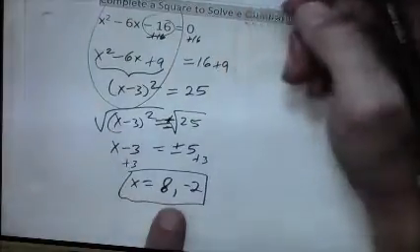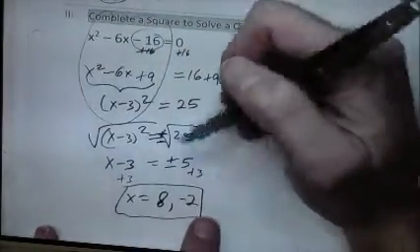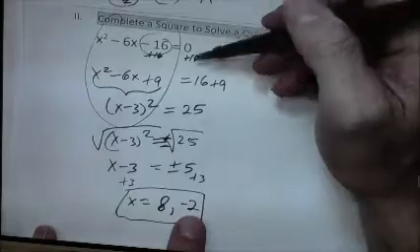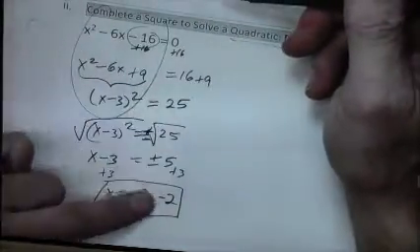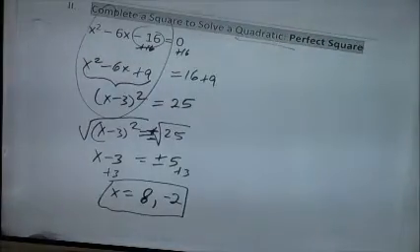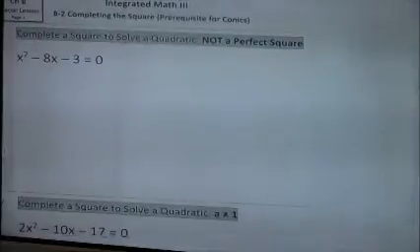In this case, we've got 2 solutions, and if you put 8 in here and worked it out, it would equal 0. If you put negative 2 in here and worked it out, it would be 0 also. So this is one of the ways we end up using the square. Okay, let's look at the next page.